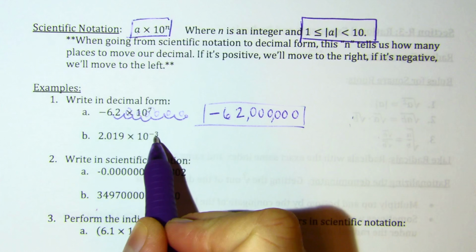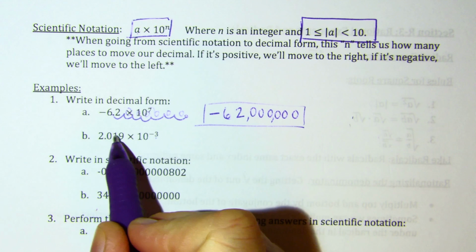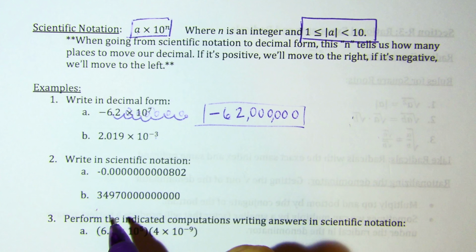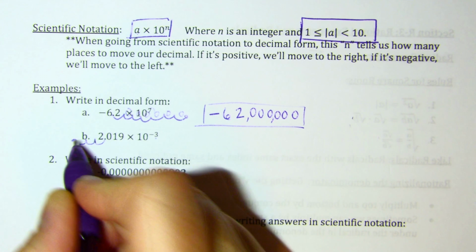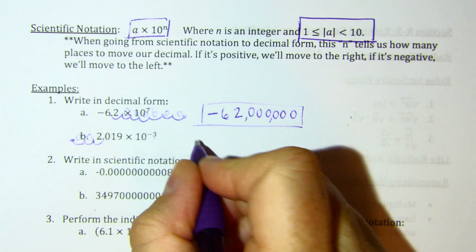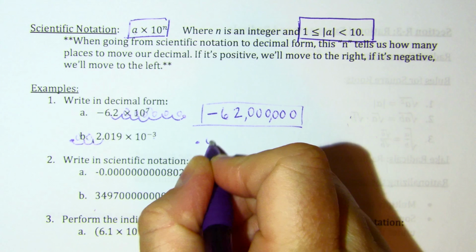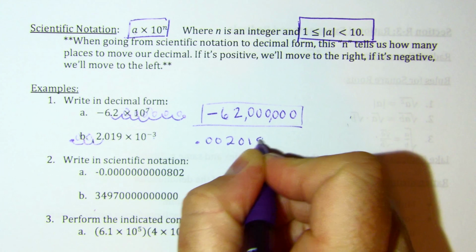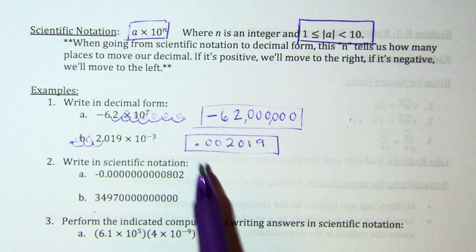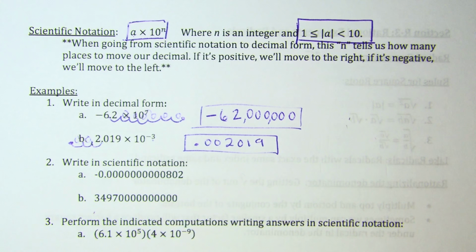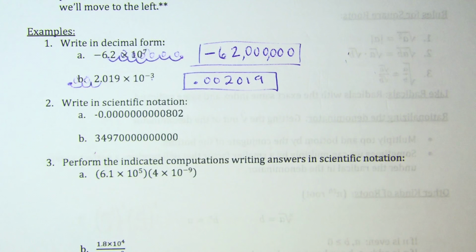Now, if my exponent is negative, what that means is this is being divided by 10 3 times. So now my decimal is moving the other direction 3 times. So my answer is 0.002019. And this negative exponent doesn't make the number negative, it's still positive. So now we're going the other direction.